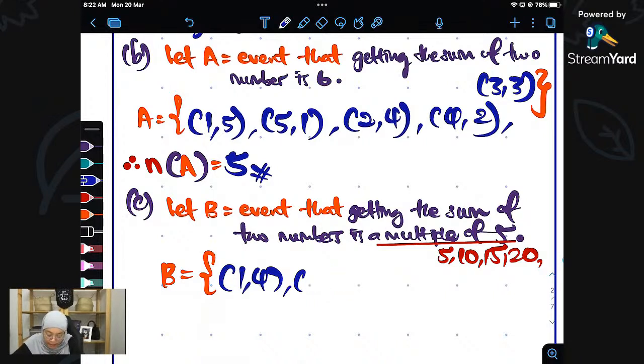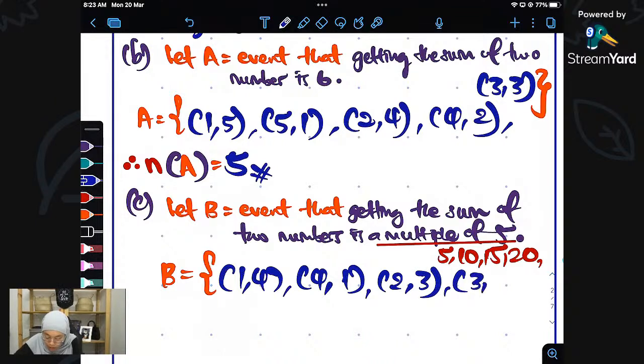Or, I think it's easier if you write it down like this. 4, 1. Okay, 4, 1. 4 plus 1 is also going to give you 5, isn't it? So 5 is a multiple of 5. Okay, continue 2 and 3. So 2 and 3 is also going to give you 5, as well as 3 plus 2 going to give you 5 as well. And then what number else?